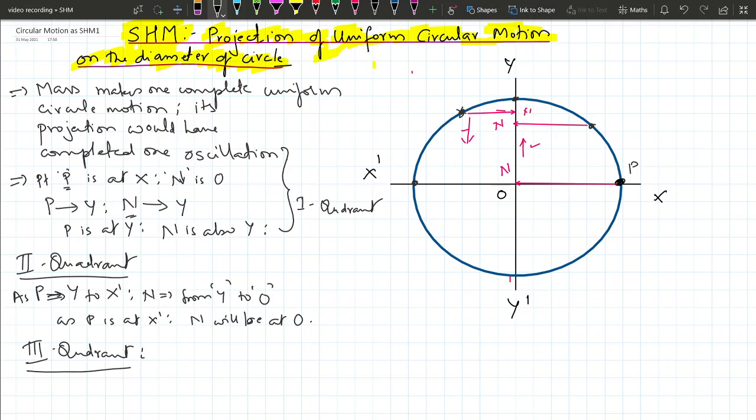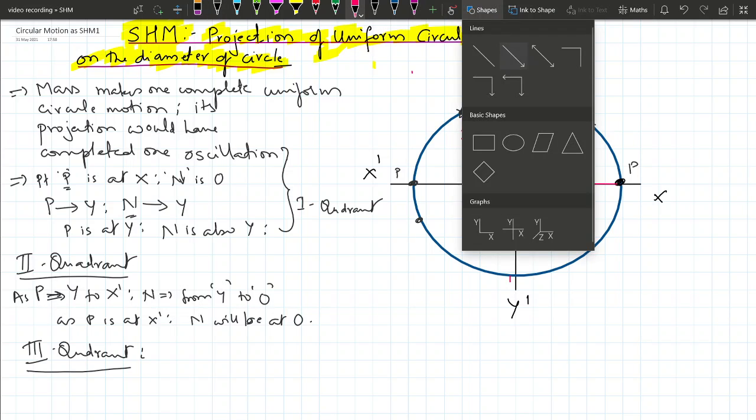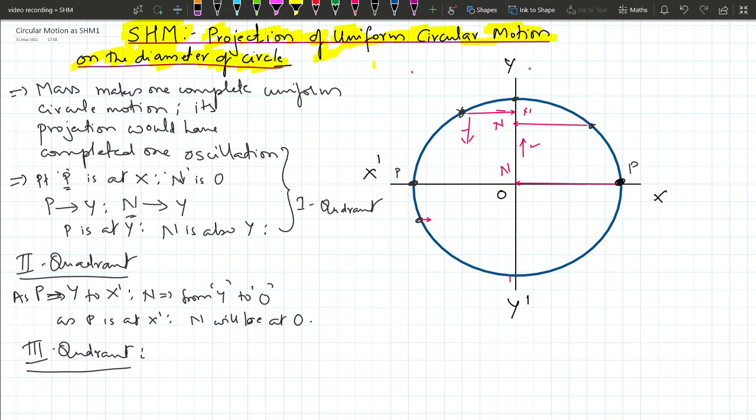Okay, so once it enters into the third quadrant like this, in the last case the point P was here at X, and the projection is at N now. Now what happens? It is entering into the third quadrant. Once it enters the third quadrant, its projection now moves in the downward direction, negative Y. It is moving in the downward direction like this.